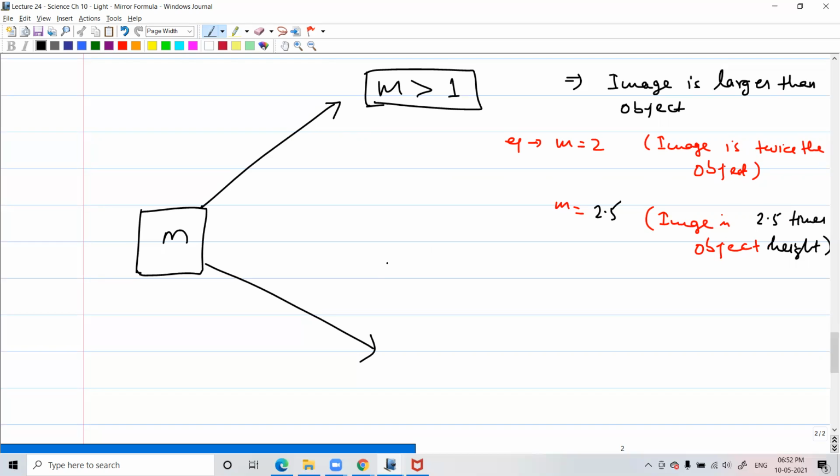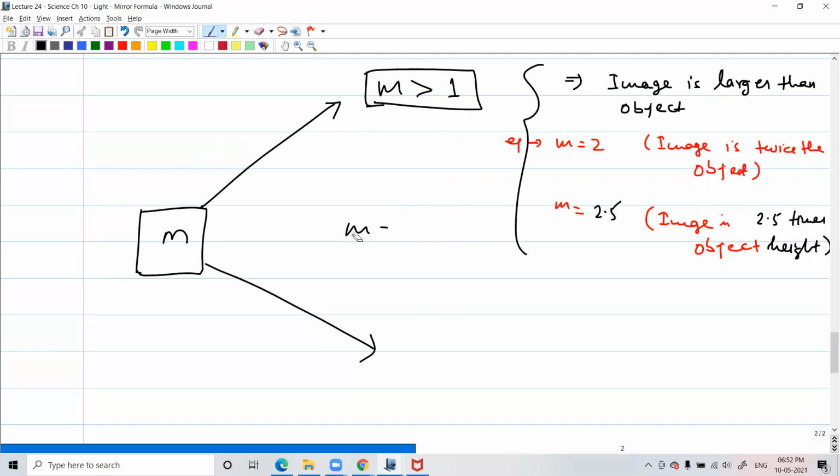Sir, I have a doubt. Sir, can M be negative? Yes, we will talk about that. That's a very important question. Good question. I don't want you to get confused right now. That's why I'm going in a phase-wise manner, because M can be negative, but that negative sign is just a sign convention to understand whether the image is above the principal axis or below. So even when I'm saying M is equal to -3, you should consider that the magnitude of M is greater than 1 and the image will be greater than the object.